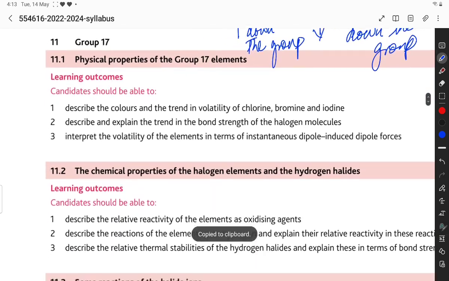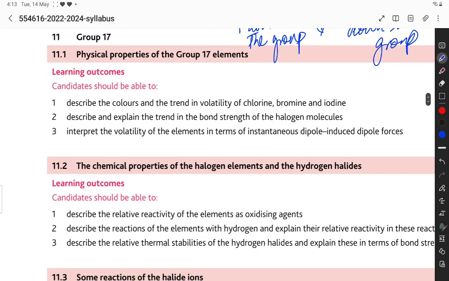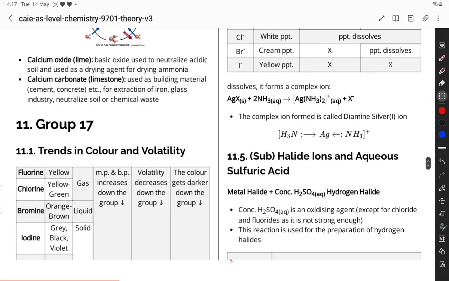So next, group 17. Group 17, trends in color and volatility. Fluorine is yellow in color, chlorine is yellow-green, bromine is orange-brown, and iodine is a gray solid. These are the states: fluorine and chlorine exist in the gaseous state, bromine in the liquid state, and iodine in the solid state.